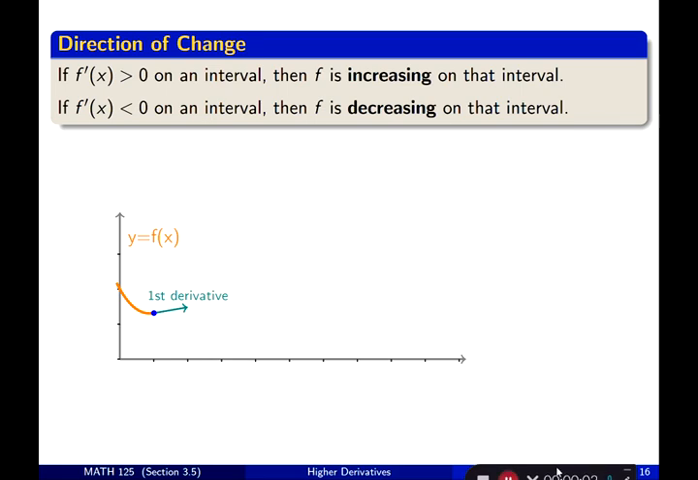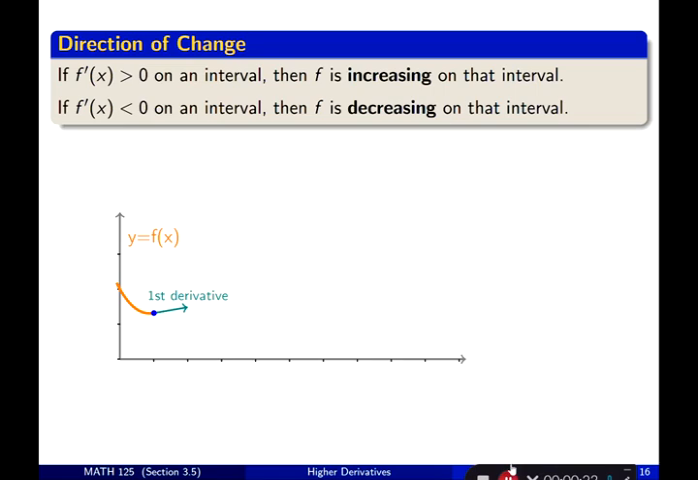We're on section 3.5 and discussing direction of change. So if f prime of x is bigger than 0 on an interval, then f is increasing on that interval. If f prime of x is less than 0 on an interval, then f is decreasing on that interval.